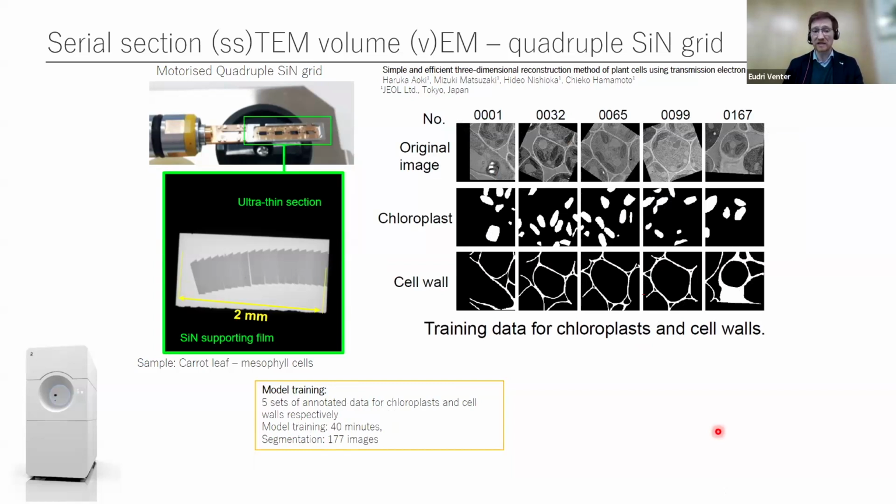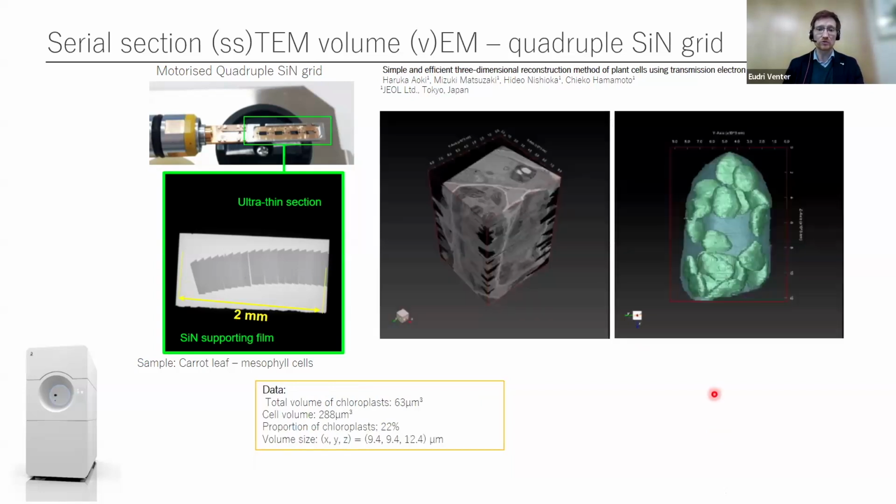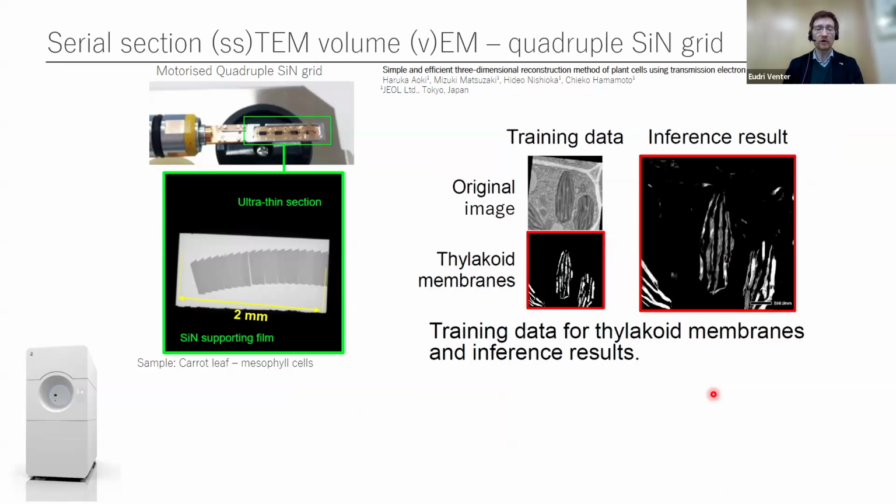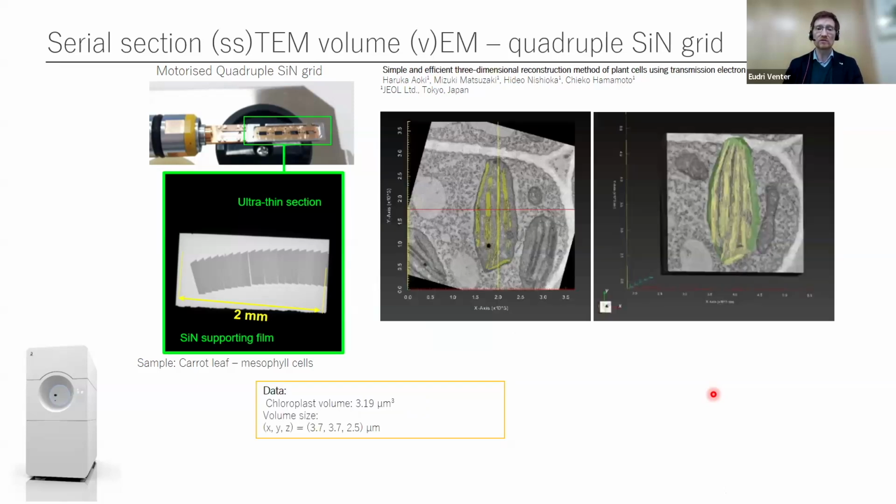So 5 sets of data were used to train, and that allowed us to segment out the chloroplast, and then the chloroplast volumes could easily be measured. Also within the chloroplasts, a following training data set was used in order to automatically segment the thylakoid membranes, which allowed us again to do quantification measurements on the thylakoid stacks within the chloroplast, within the largest cell that has been isolated or imaged, all with just a single loading session of the microscope.